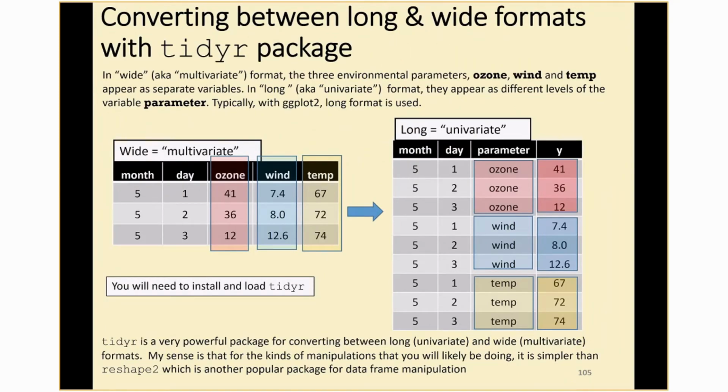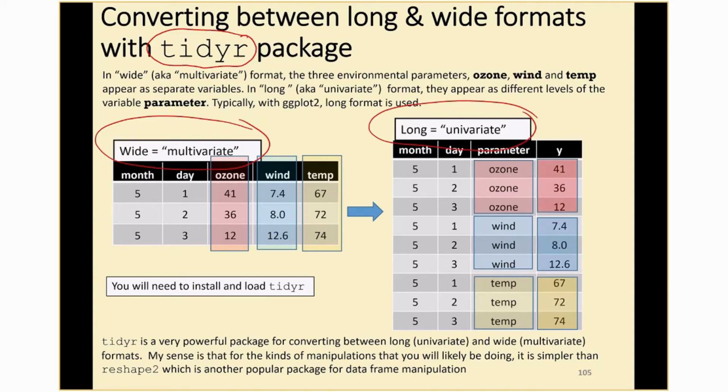Now we're back to slide 105 and a topic that is very important. So what we're going to discuss here is how to convert between wide and long formats, and we're going to use a new package. We've been spending a lot of time talking about the package dplyr. Now we're going to talk about a new package called tidyr, and it's going to enable us to go from wide or multivariate format to long or univariate format.